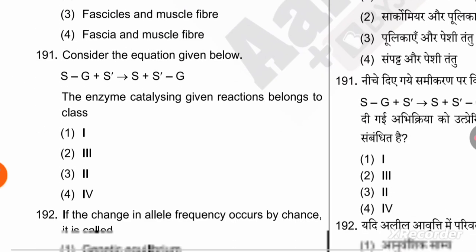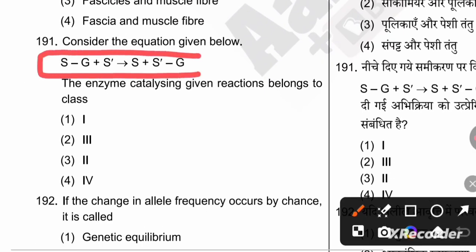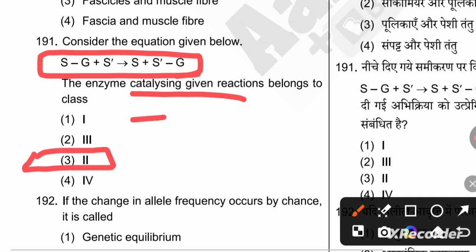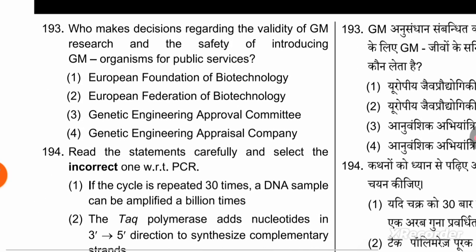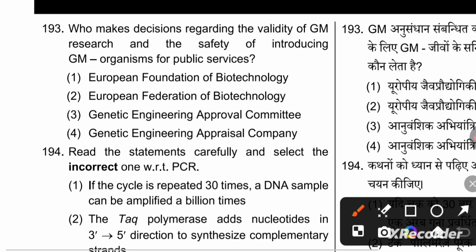Then 191 question. There is a reaction given here, and this reaction is catalyzed by an enzyme. So this enzyme belongs to which class? This enzyme belongs to the second class, that is transferases. As there is a transfer of a group here, that's why it belongs to transferase enzymes. 192 question. If a change in allele frequency occurs by chance, then it definitely leads to genetic drift. Let us move to the next question. 193 question. Who makes decisions regarding the validity of GM research and the safety of introducing GM organisms for public service? The one who gives the decision for the validity is the Genetic Engineering Approval Committee.